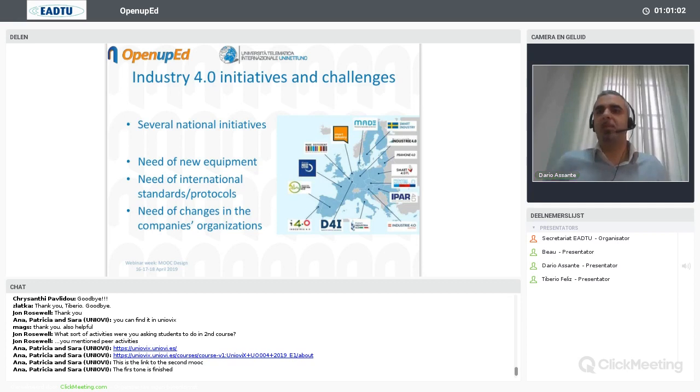One aspect that is missing at the moment from this point of view is a unified approach at European level. And it's quite strange because when we talk about digital companies, we talk about processes that are not local or national, but supply chains that of course are European, if not trans-European. So it's quite strange to have national protocols, national standards, and national approaches.